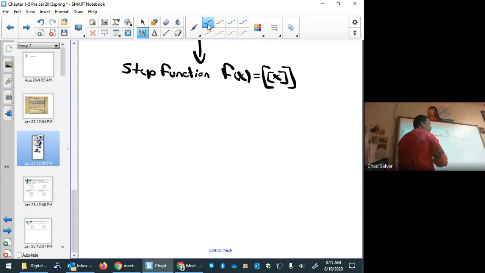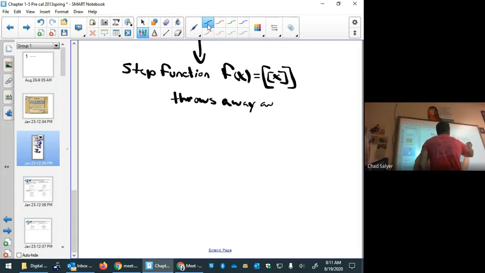So this is probably something you guys haven't seen before. And it's called the step function. And what it does is it throws away any fractional part of the input. So if I plug in 6.8, it becomes 6.0. So it takes away any fractional part and goes down to the integer to the left on the number line. So it throws away any fractional part. In other words, it always rounds down.